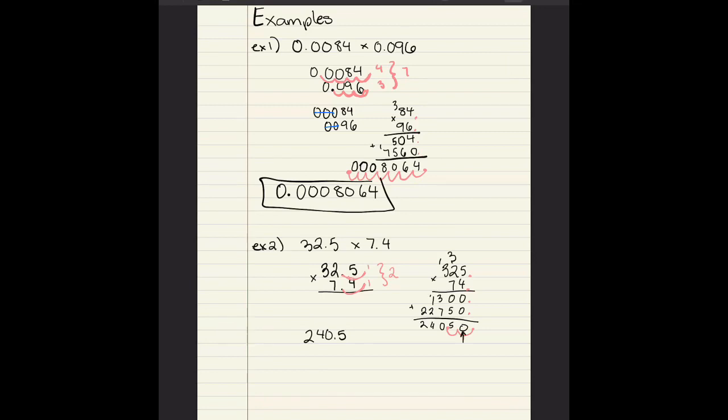And do I have to write this 0? No, I don't, because technically, remember, there's a million zeros after, right? So I could just write 240 and 5/10. So my answer is 240 and 5/10, or 240.5.